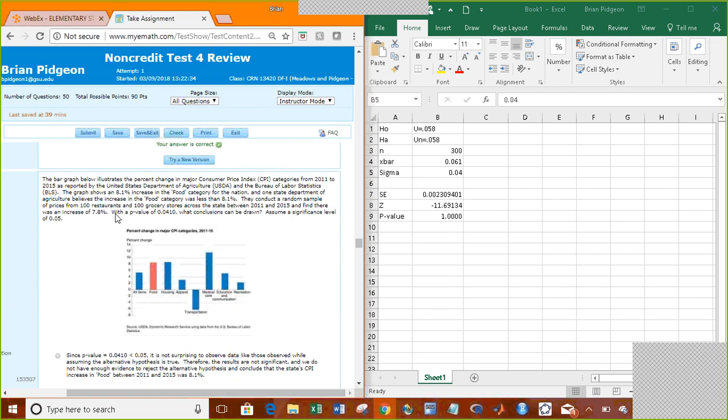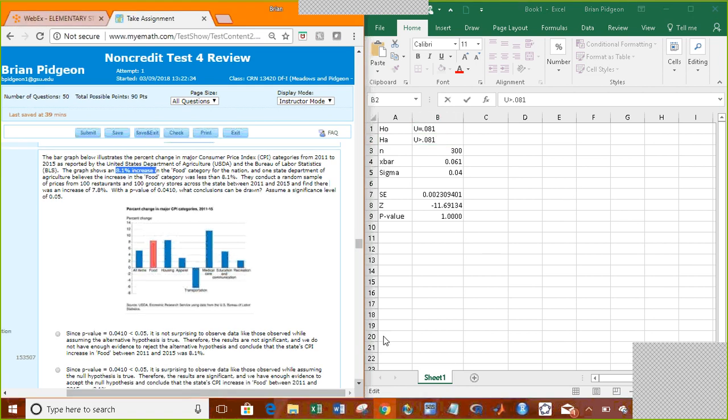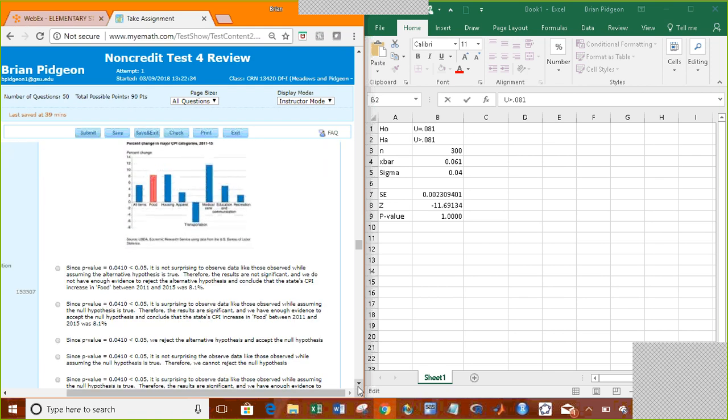Okay. Luckily, they give us everything here, because these questions get kind of repetitive. With a p-value of 0.041, what conclusions can be made? Well, 0.041 means we reject the null hypothesis. So what is the null hypothesis? It says consider the graph shows an 8.1% increase in the food category. So our null hypothesis is that the increase is 8.1%, and our alternative is they believe it's greater than 0.081. So we reject the null hypothesis in favor of the alternative because our p-value is given to us as 0.041.